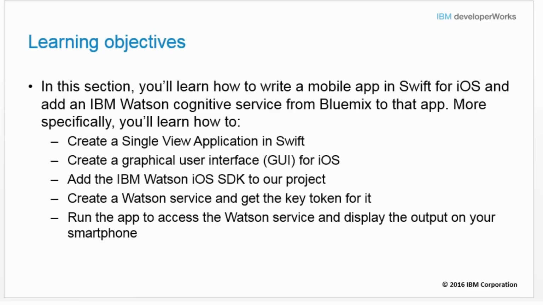This is very important because this allows us to reach out to the Watson services in Bluemix and pull in information from them to our smartphone. We will then create the Watson service and get the key token for that, establishing communication between our smartphone and the Bluemix services, and then run the app to access the Watson service and display the output on your smartphone.